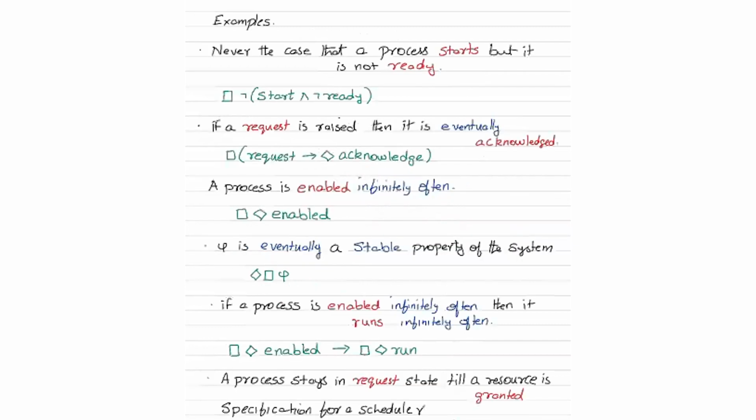So let me give you an example, right? Suppose a natural property you would want to say is that if a process raises a request, then it stays in that request state till a resource is granted, right? So you would write something like this: request until grant. You would say box of that because you want to say that at every point that holds. So if a process makes a request, then it stays in that request state till the resource is granted. The grant comes sometime in the future, and till that point, it stays in this request state. So that might be a property that you want to write.